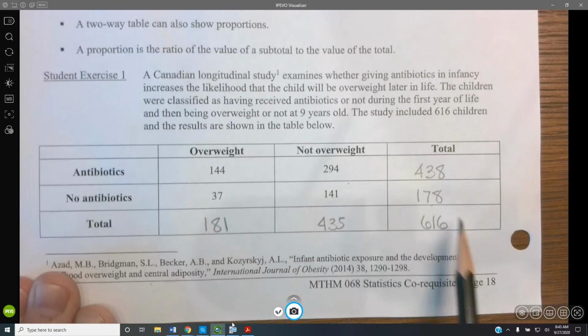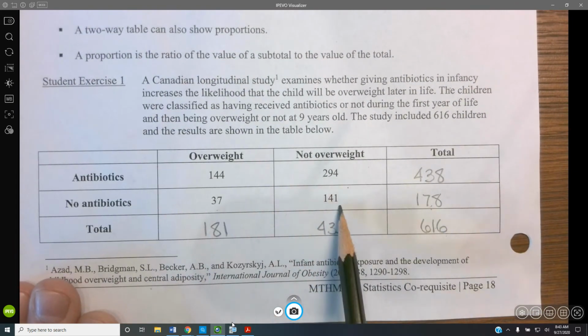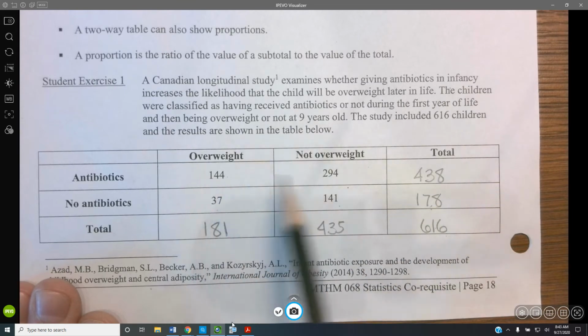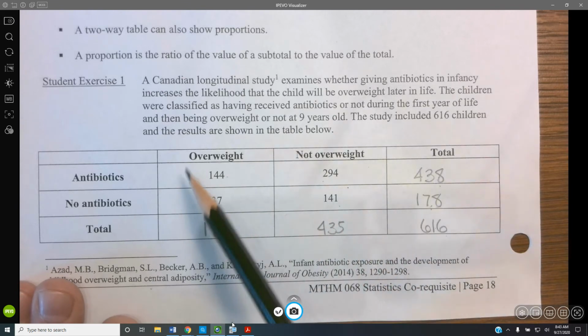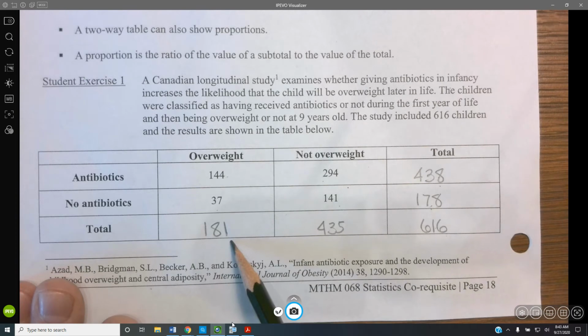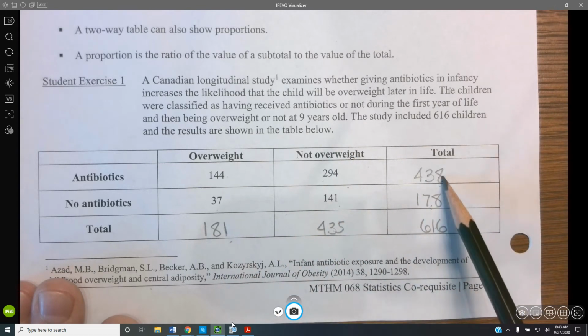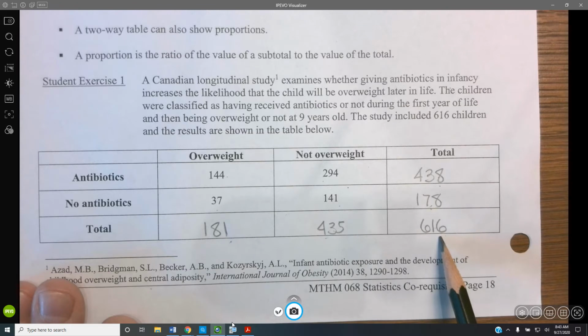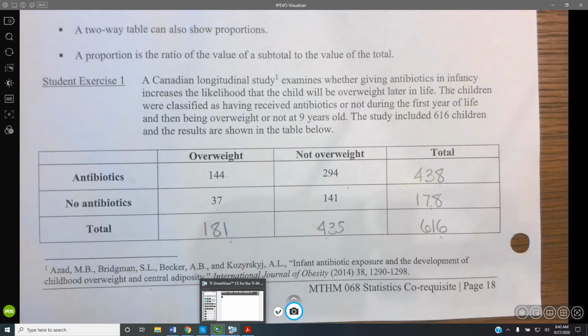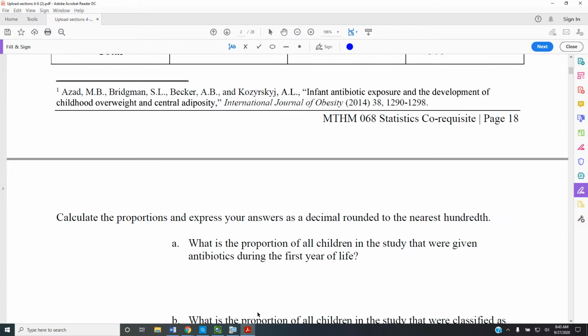So 178 here because of the sum of 37 and 141. 144 and 294 makes 438. So total number of antibiotic cases are 438. The total number of overweight cases are 181, and the total number of non-overweight cases are 435. If I check 438 plus 178, it's the same thing as 181 plus 435. It adds up to be 616.